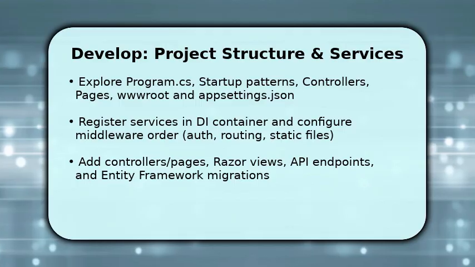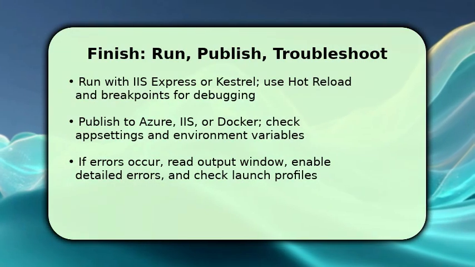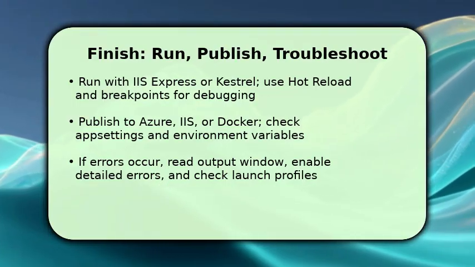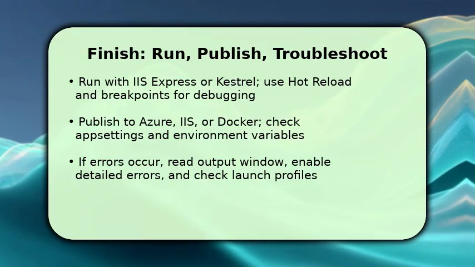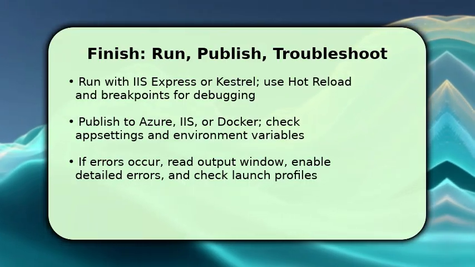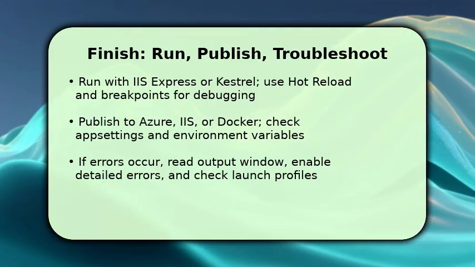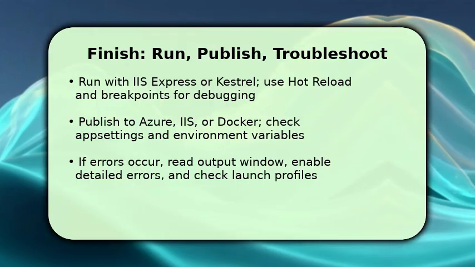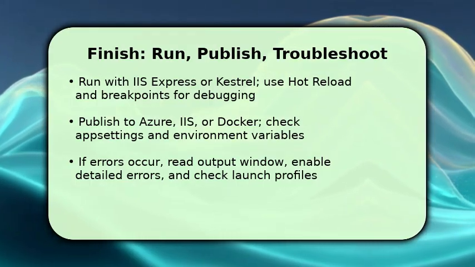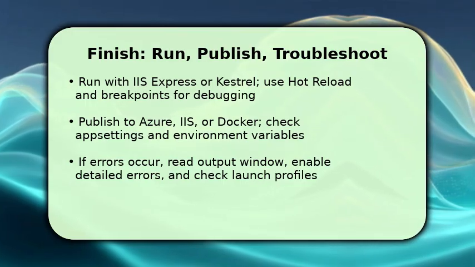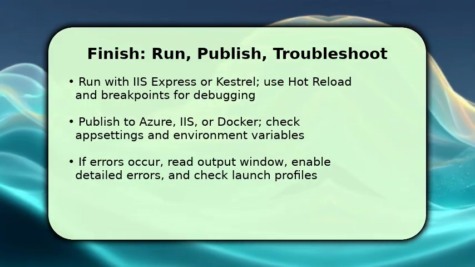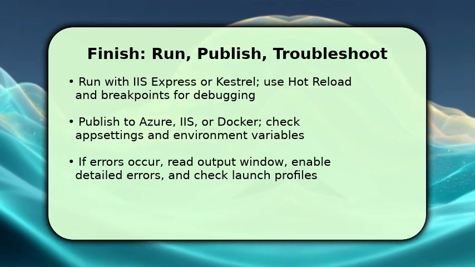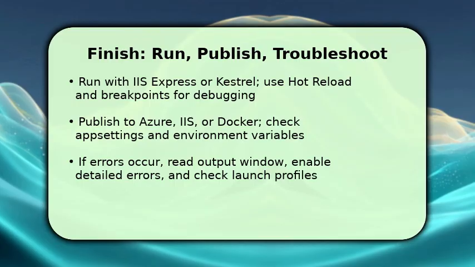You'll finish by running and testing the app locally. Pick IIS Express or Kestrel, set breakpoints, and use hot reload to iterate fast. Once stable, publish to your target, Azure App Service, IIS, or a Docker container, and verify connection strings and environment-specific app settings. If something breaks, open the output and debug windows, enable detailed errors in development, and switch launch profiles to reproduce. This troubleshooting tip helps you surface configuration and runtime issues quickly so you can.